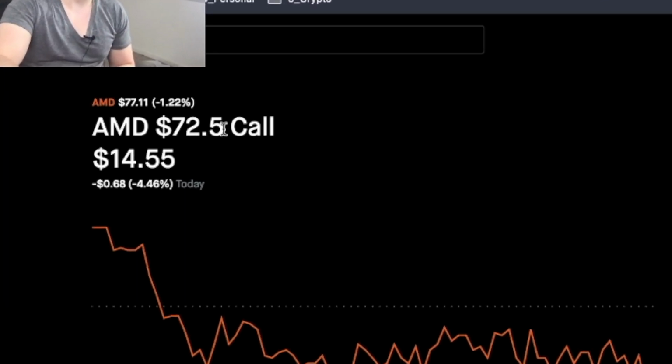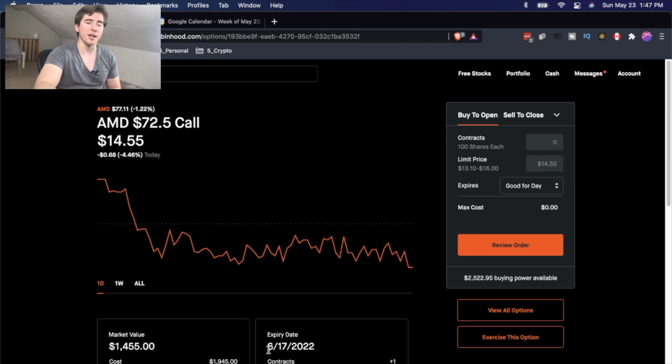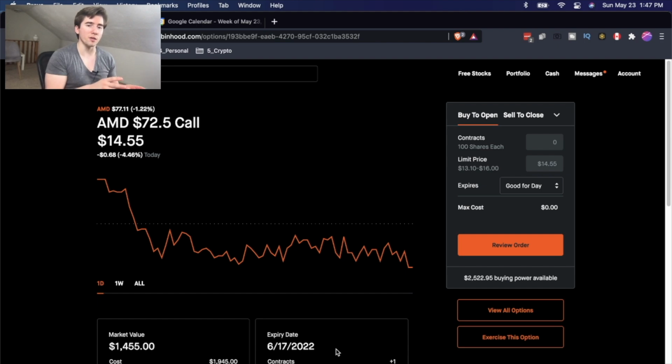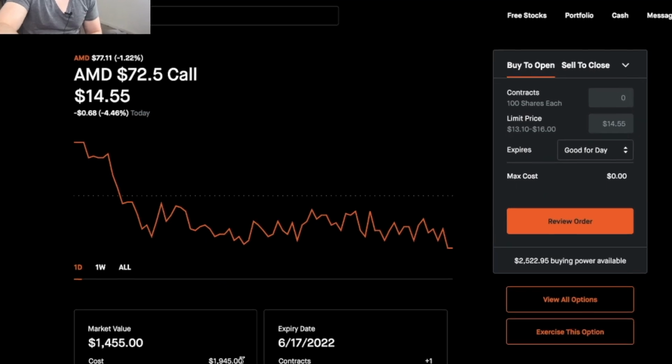My strike price is $72.50, and my expiration date is July of 2022. Right now, we're in May of 2021, so I have over a year until this option expires. I made sure to give myself enough time for this option to expire in the money, and for this, I had to pay a pretty penny. The cost of this option was $1,945, and right now this is going for $1,455.